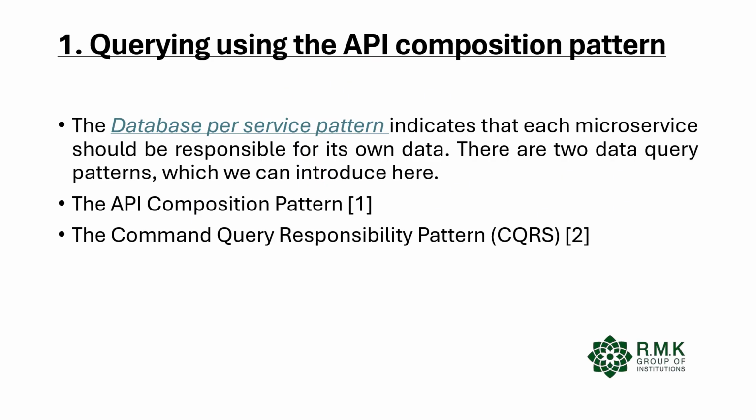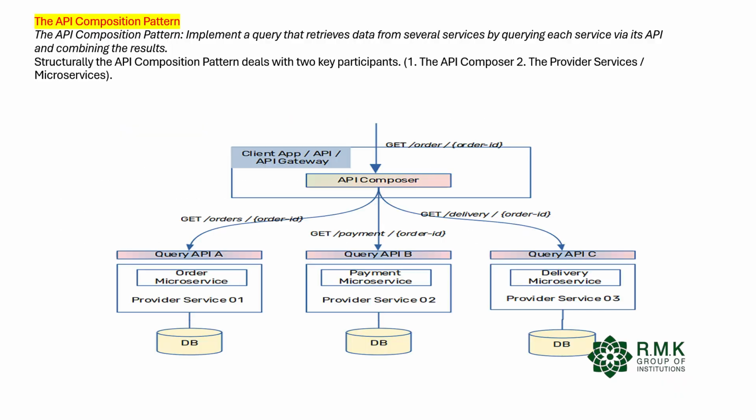First, query using the API composition pattern. The database-per-service pattern indicates that each microservice should be responsible for its own data, and there are two data query patterns we are going to implement here. One is the API composition pattern and the other is the Command Query Responsibility Segregation pattern. The API composition pattern is divided into three parts: API part A, part B, and part C. Each API has its own independent database. One query comes under the ordering service, and the next ones are the payment service and the delivery service.